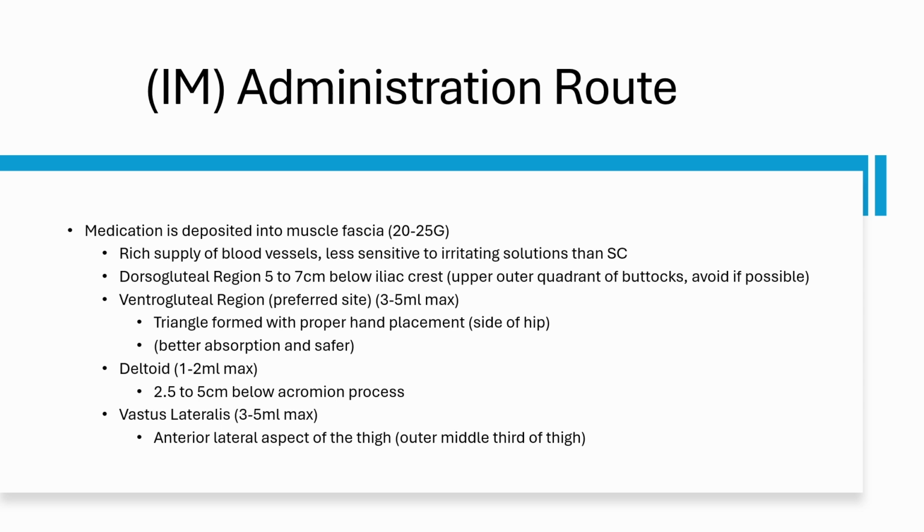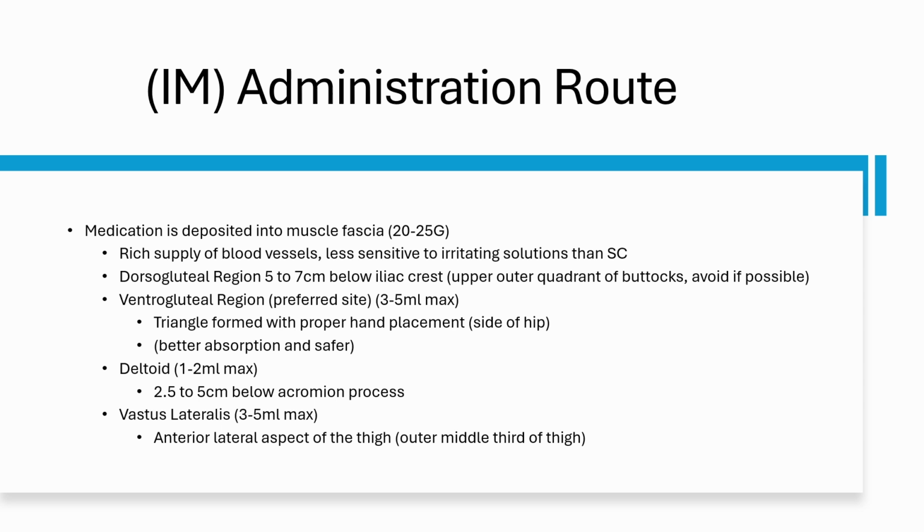The next site we typically administer intramuscular injections is the deltoid. As a pharmacist, this is where we administer vaccines, and we want to ensure we place the injection 2.5 to 5 centimeters below the acromion process, about 3 finger widths below the acromion process. This helps avoid damage to the subdeltoid bursa. The maximum amount of fluid we want to inject at once is 1 to 2 milliliters max.